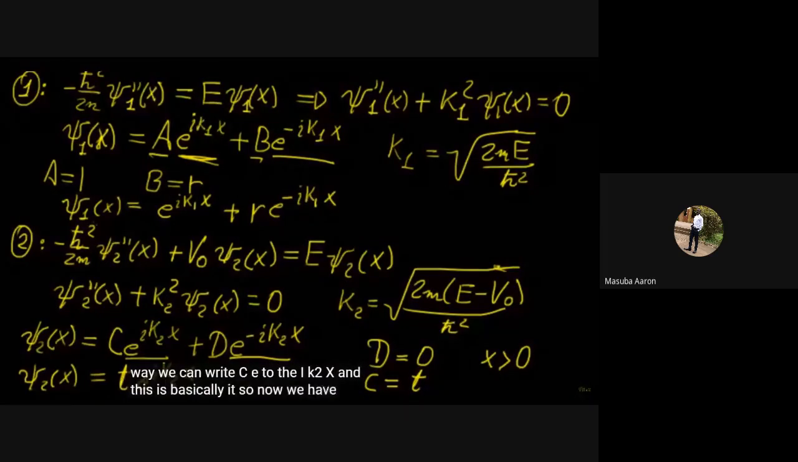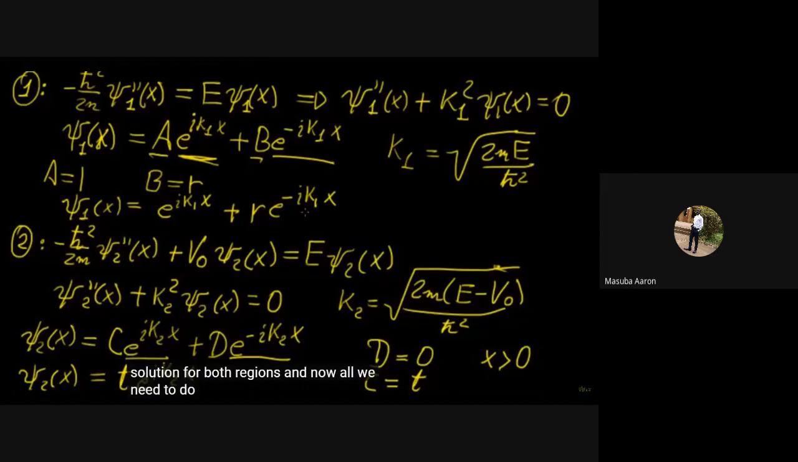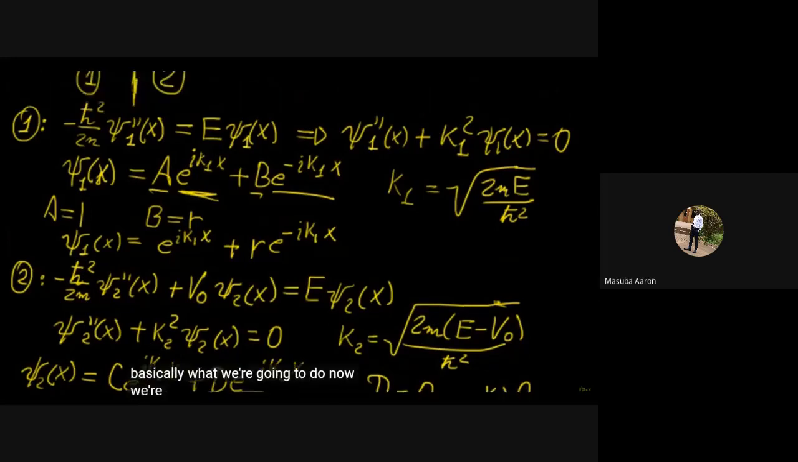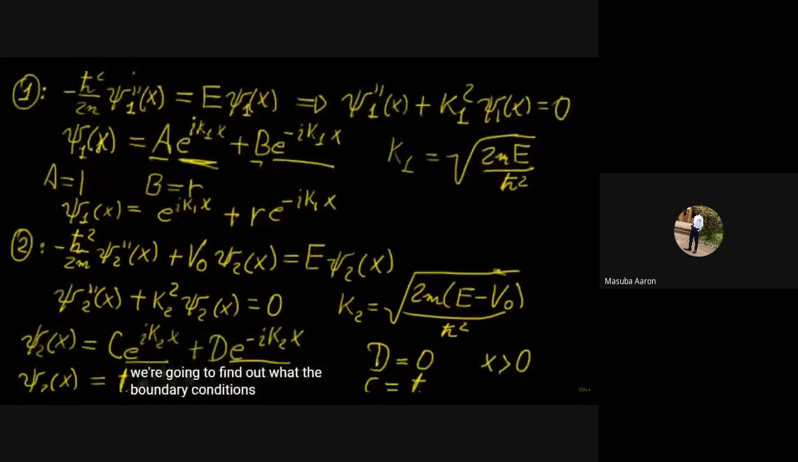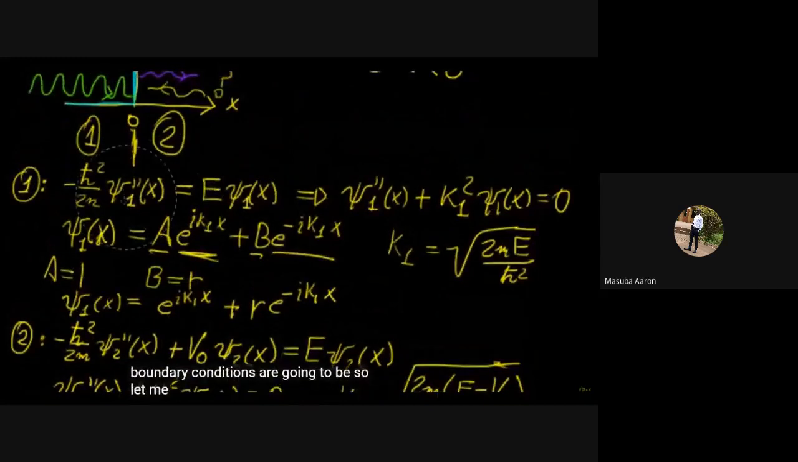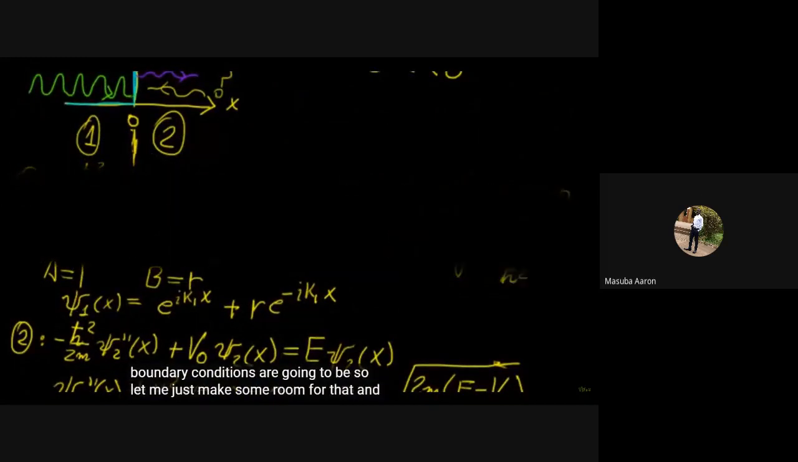So now we have the solution for both regions. And now all we need to do to solve this is to actually just find boundary conditions. So that is basically what we're going to do now. We're going to find out what the boundary conditions are going to be. So let me just make some room for that. And let's clean this space here.